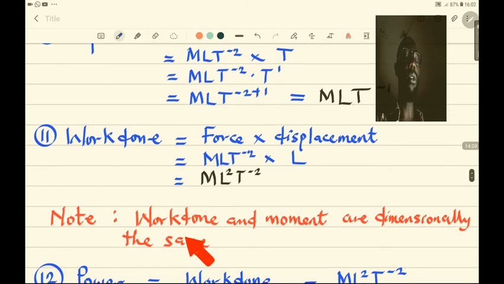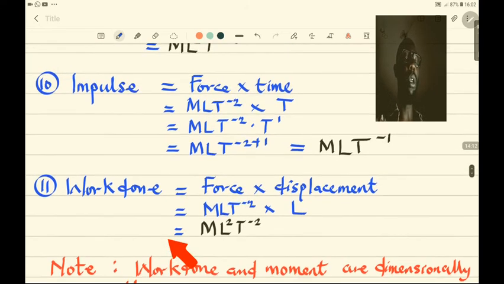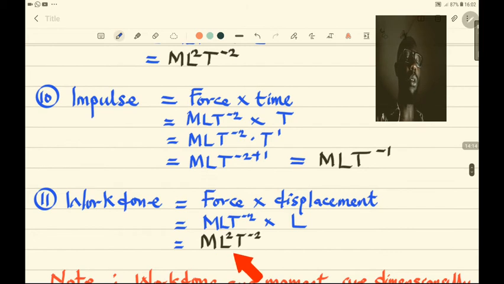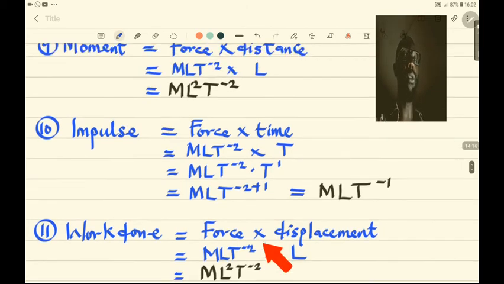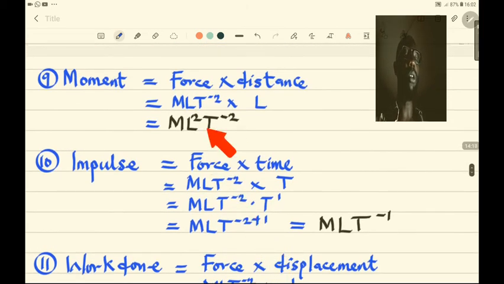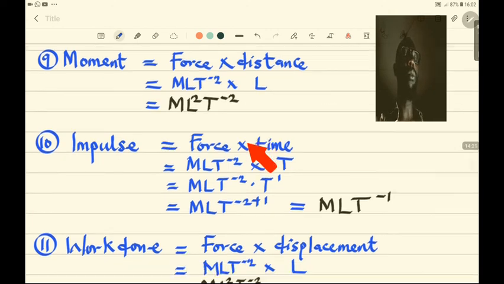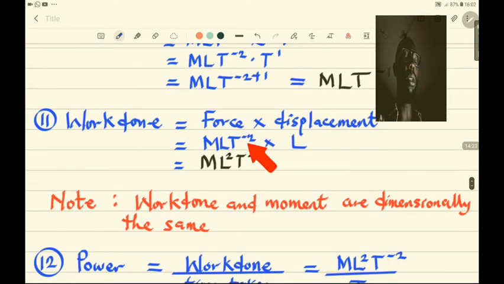They ask us to note that work done and moment are dimensionally the same. Good. Now, where is the dimension for work done? ML^2T^-2, and moment as well, ML^2T^-2. So work done and moment are dimensionally the same. They have the same dimension.